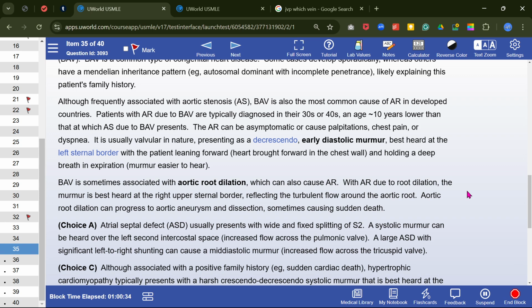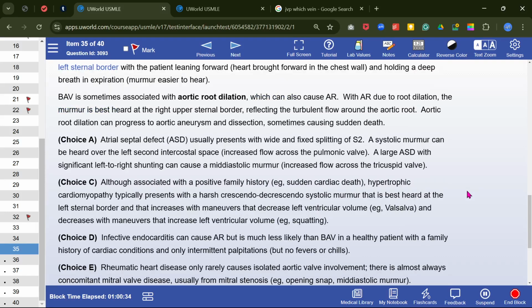With AR due to aortic root dilatation, the murmur is best heard at the right upper sternal border, reflecting the turbulent blood flow around the aortic root. Aortic root dilatation can progress to aortic aneurysm and dissection, sometimes causing sudden death. Okay, it's not HCM, hypertrophic cardiomyopathy.